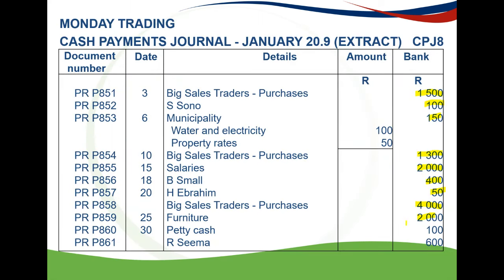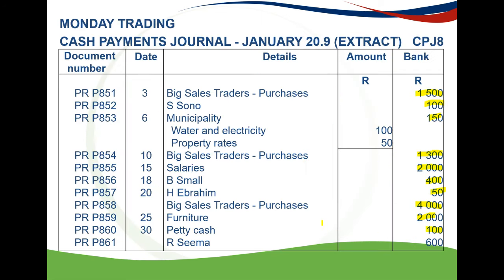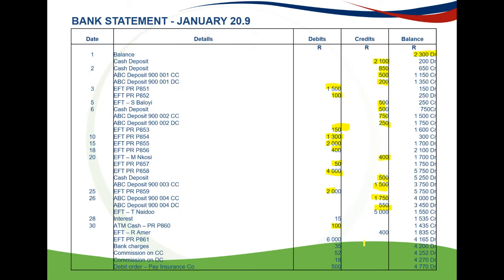Then there's the petty cash of 100, P860, which is that one. And then we have our CIMA for 600, but that's the one which is now reflected as 6,000 here. So we will have to do a correction for that. So we will have to record that one for the correction.